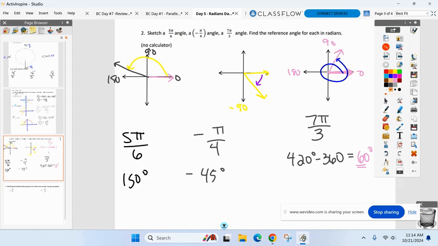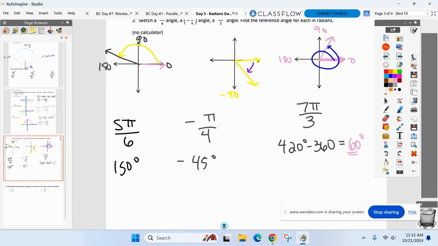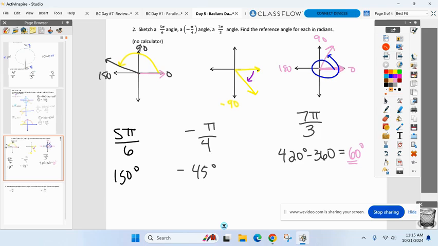Oh, not done. I didn't notice this till right now. We had to sketch it and then what? Find the reference angle of each of these. Oh, whoa, yeah. Ready? Let's go back. And then see if anybody notices a pattern.